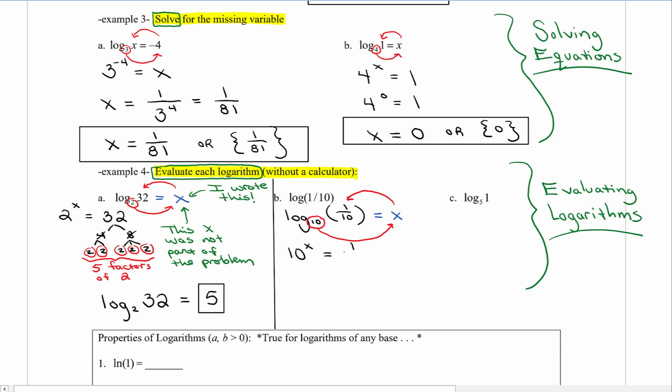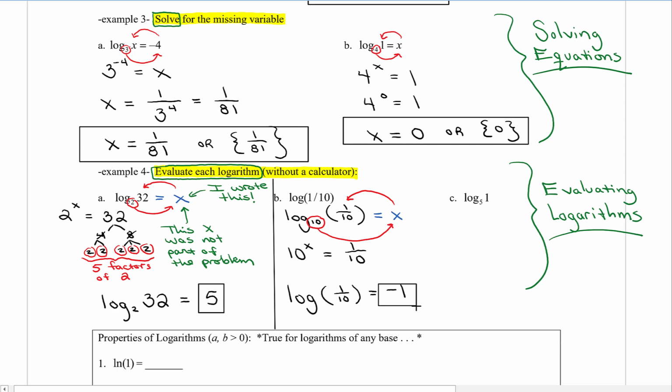So to me, this reads as 10 to the x power equals 1/10. So the only thing I could raise 10 to make it equal to 1/10 would be -1. So I'm going to write my answer as log of 1/10 equals -1 and box in the -1. So remember, I don't have to write in that base 10. When you don't write the base 10, we know it's a common log and we know automatically that the base is supposed to be 10.